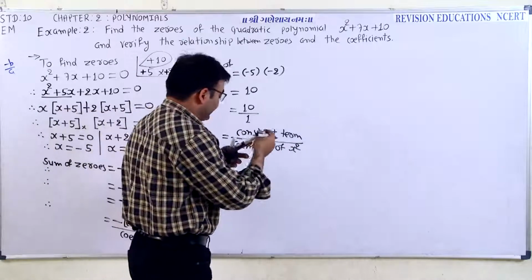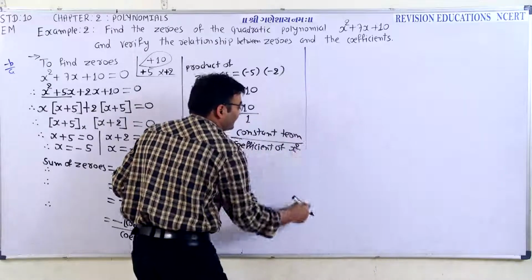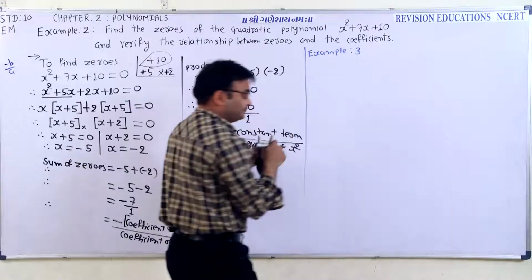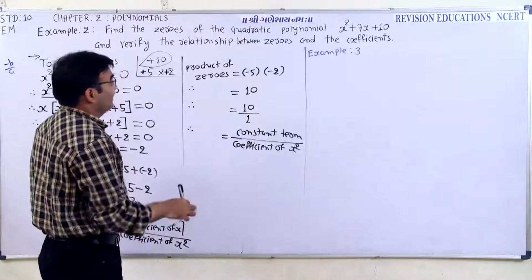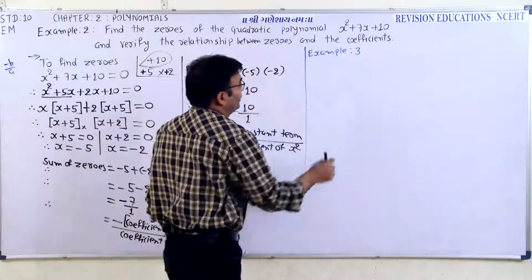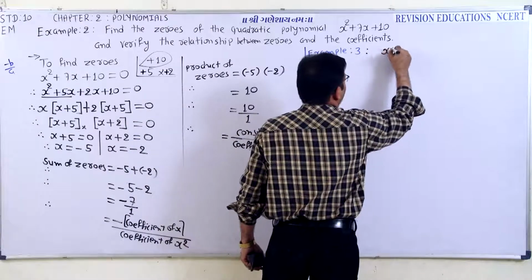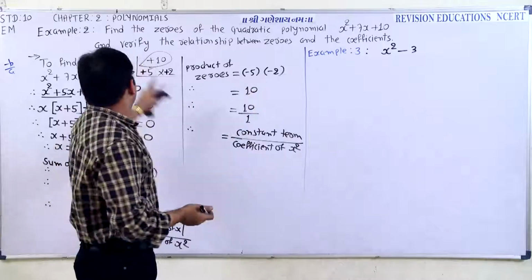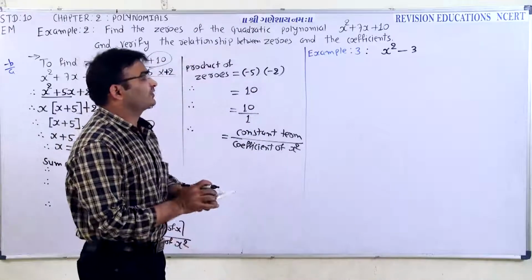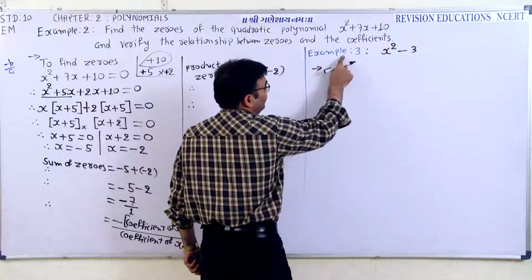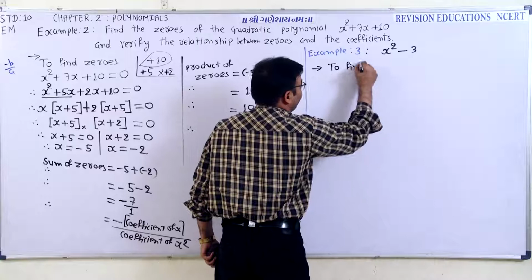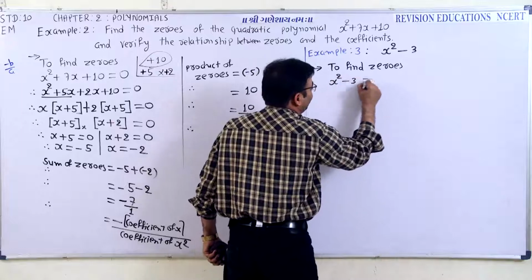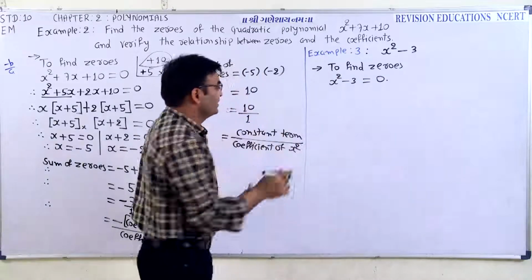Now I take example 3 here also. Same sum. In this example, friends, find the zeros of the quadratic polynomial. उसका सम दिया है x square minus 3 दिया है. x square minus 3 is given and verify the relationship between zeros and the coefficient. We solve it. Example 3. To find zeros, we take x square minus 3 is equal to 0.